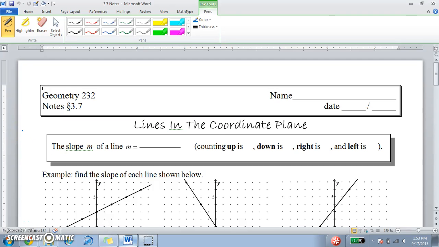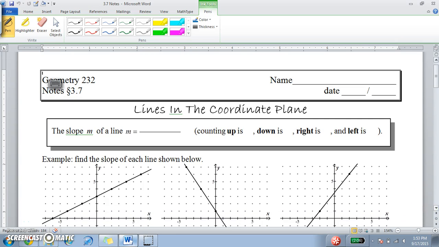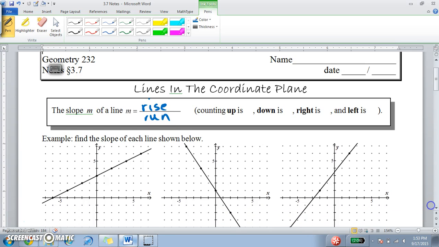This is Geometry, Section 3.7, Lines in the Coordinate Plane. So this entire section is pretty much a review from Algebra 1. All we're really going to be talking about today is slope. So the slope of a line, as hopefully you know, is the rise over the run. So we'll talk about what we mean by rise and run.